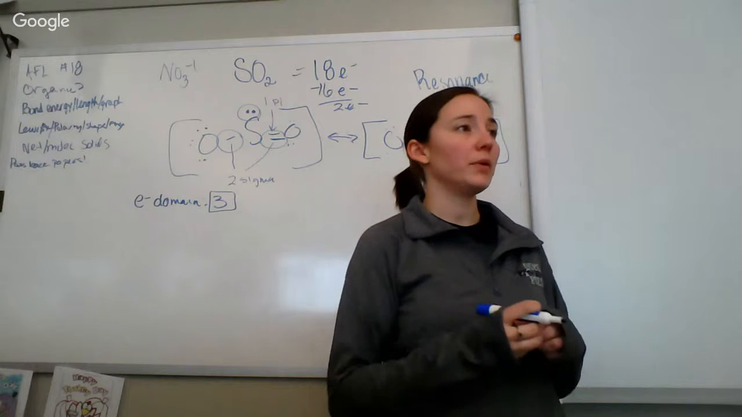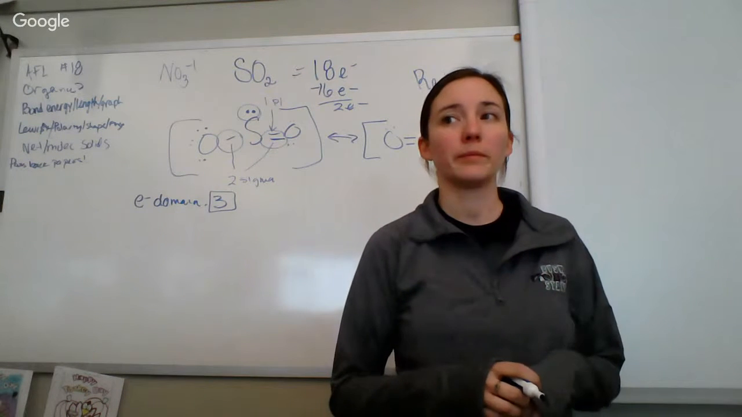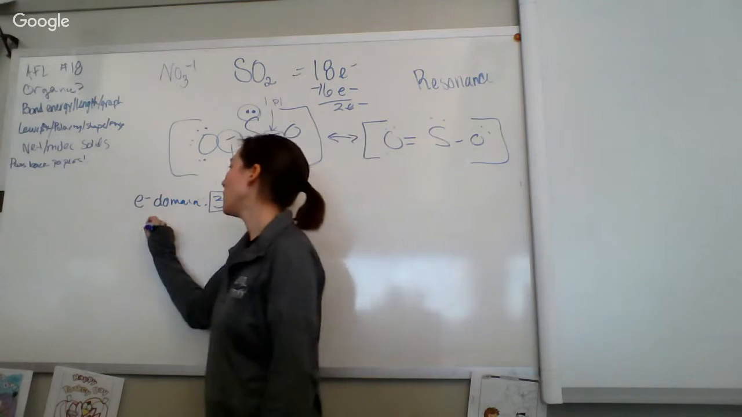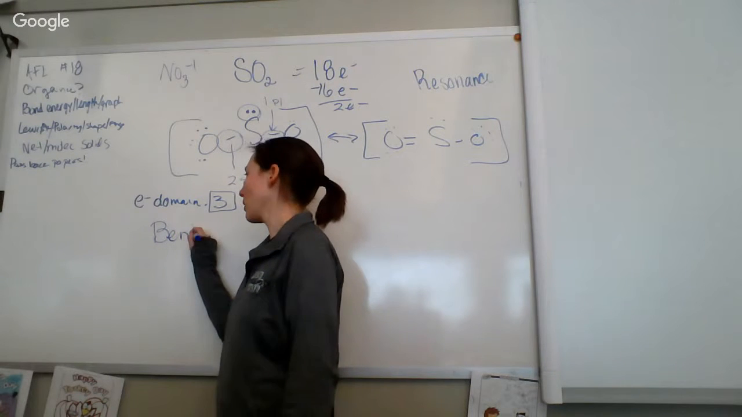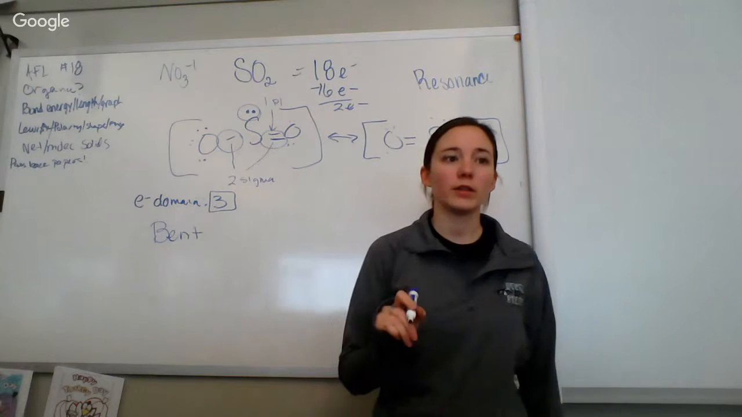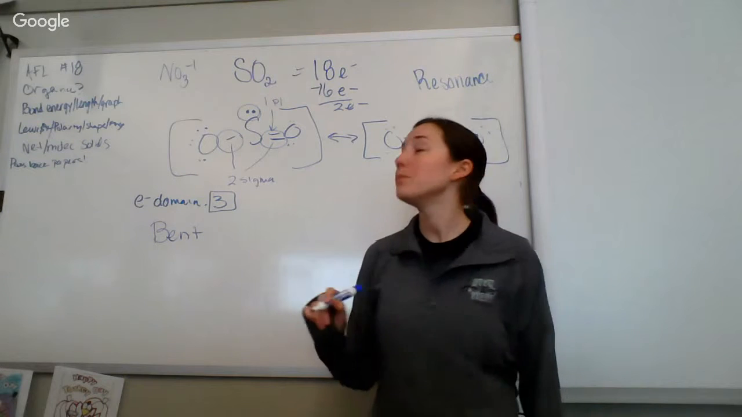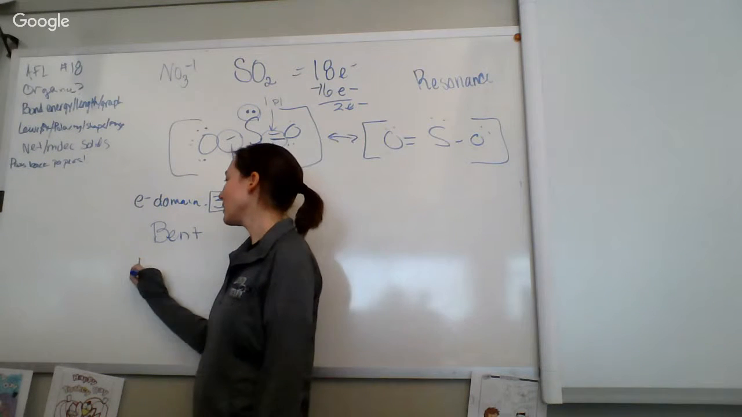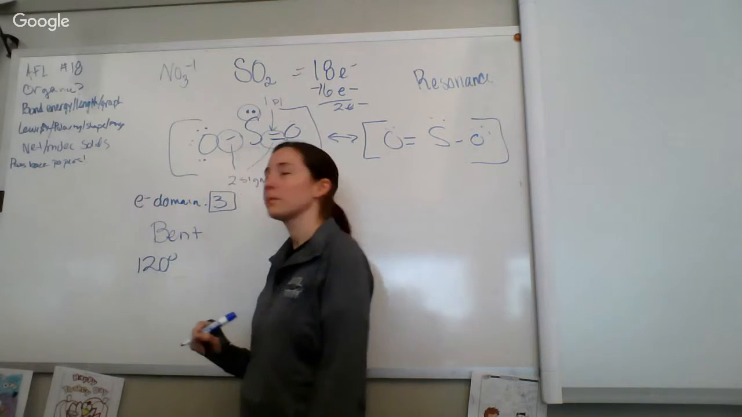So what shape does this molecule make? It does make a bent molecule. And what would be my bond angle for this particular one? And it's 120. Why is it 120 and not 80 degrees?